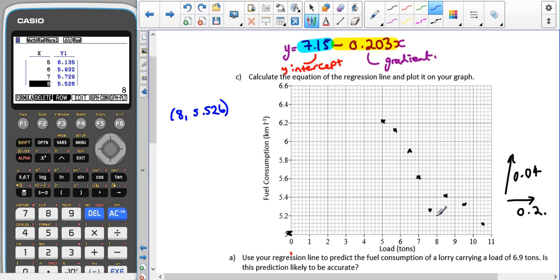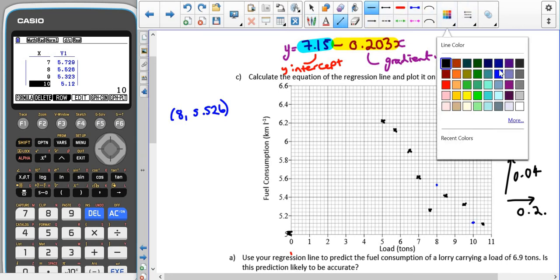So 8, 5.526. So it's just going to be above that line there. Again, 5.4, 5.44, 5.48, 5.52. So just above that line there. And another sensible point to use would be the 5.12 at 10. So 10, 5.08, 5.12. So that's going to be another point that I want my line to pass through.